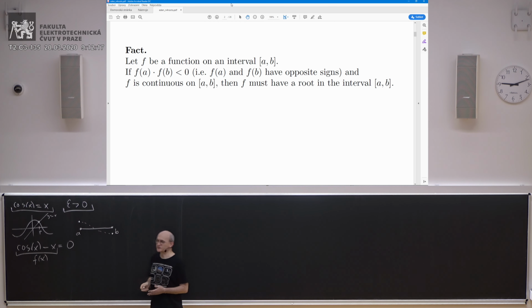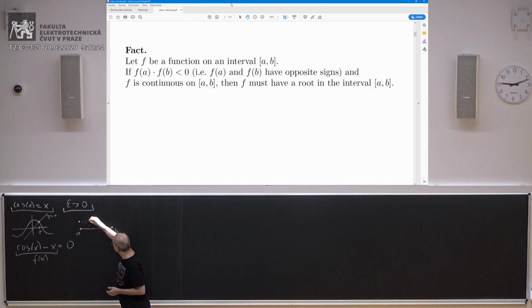But of course, we know from analysis that things can get more interesting. This is a little bit boring. So for instance, we can have a function which is not continuous. And then there is no root, so we have to be careful. And that's the third line in this fact. If f is continuous on the interval AB, then there must be a root. Wonderful. So in this way, we somehow cornered the root.